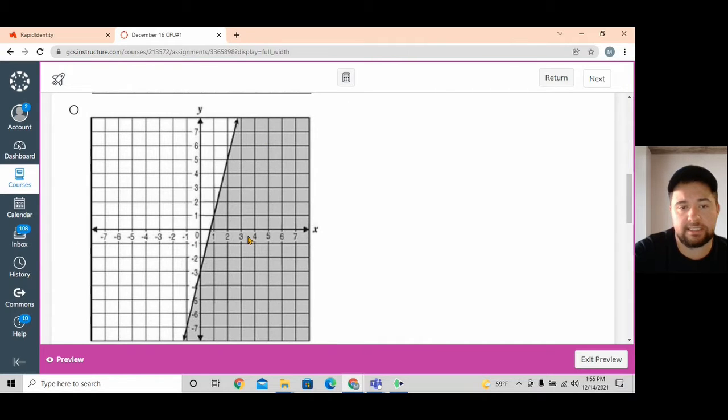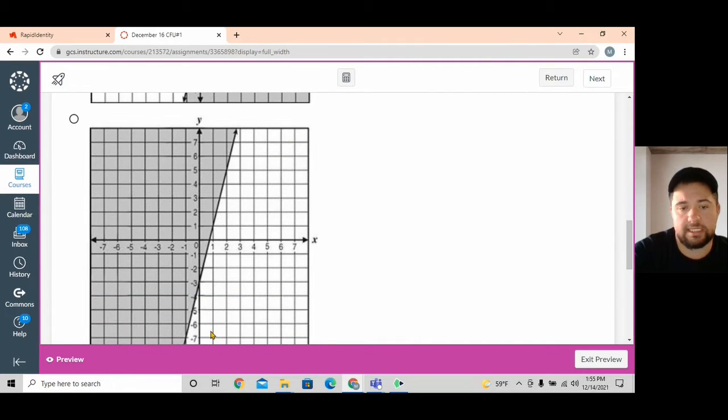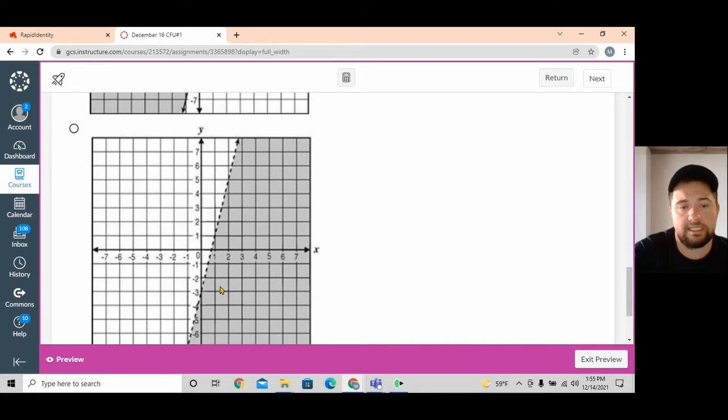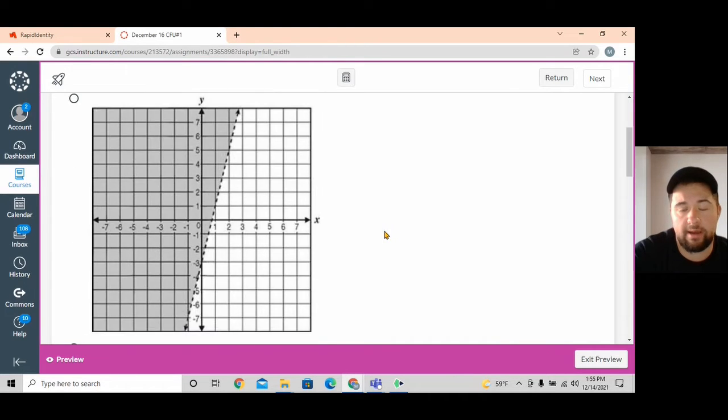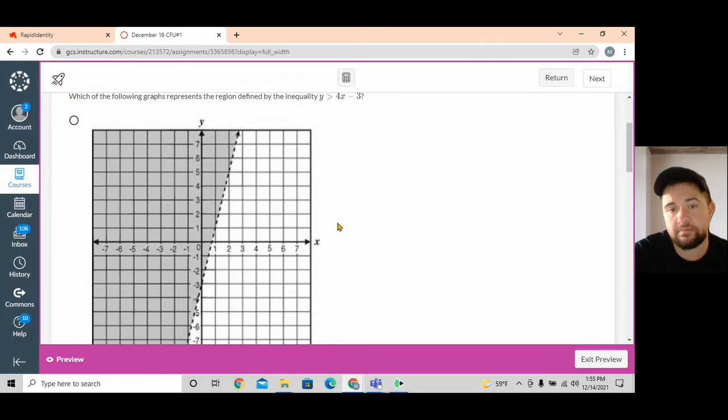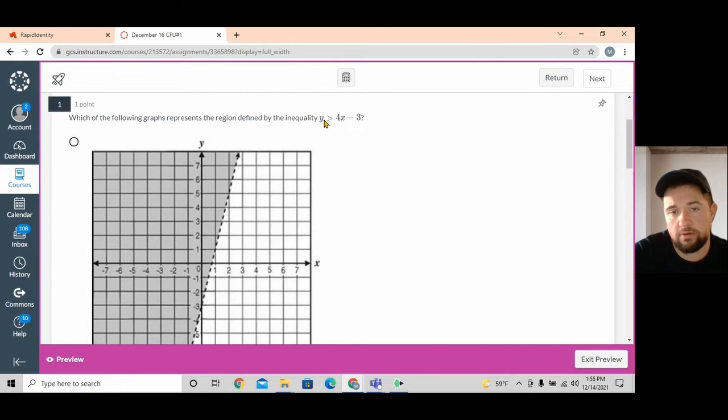Number 2 is a solid line. 3 is a solid line. 4 is good, dashed line. Now I'm going to plug in 0, 0. Is 0 greater than 4 times 0 minus 3? Is 0 greater than negative 3? Yes, it is. That's a true statement.